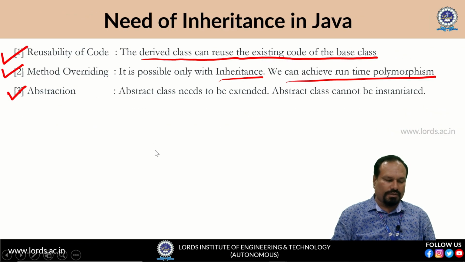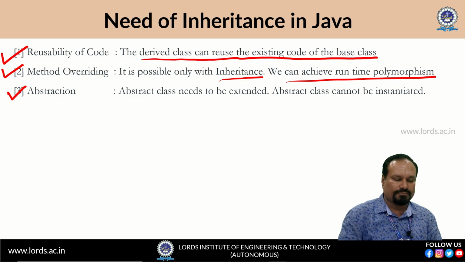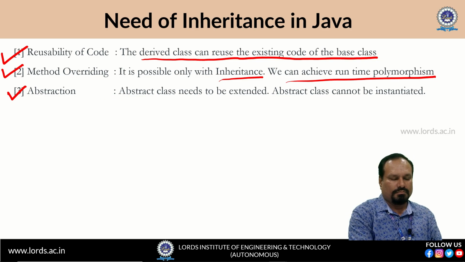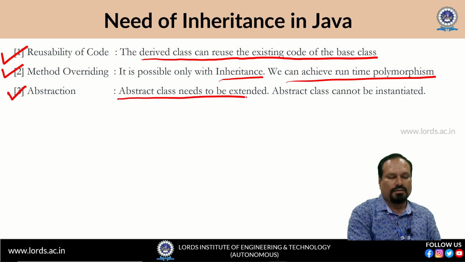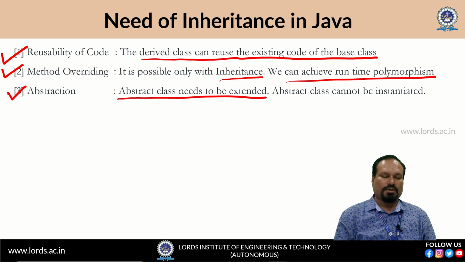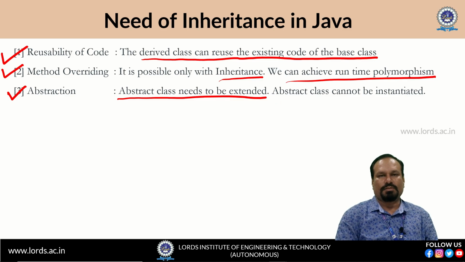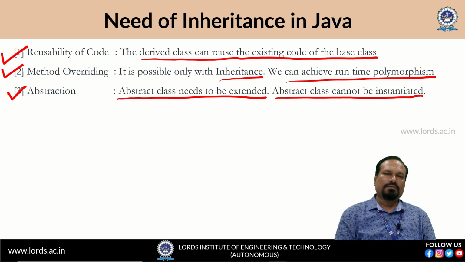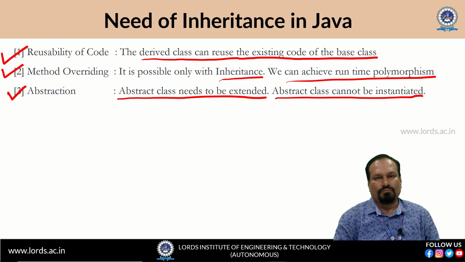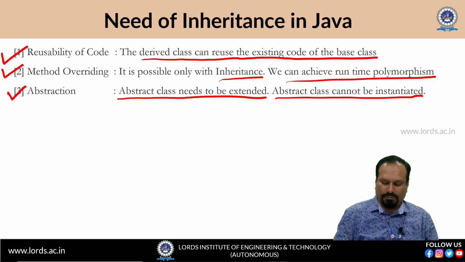Next is abstraction. If you are working with an abstract class, you need one class which will provide a body for your abstract methods. Always keep in mind, because we cannot instantiate an abstract class, we need one class which will inherit the class and provide the new definition to the body of a method. So we have so many benefits of inheritance.